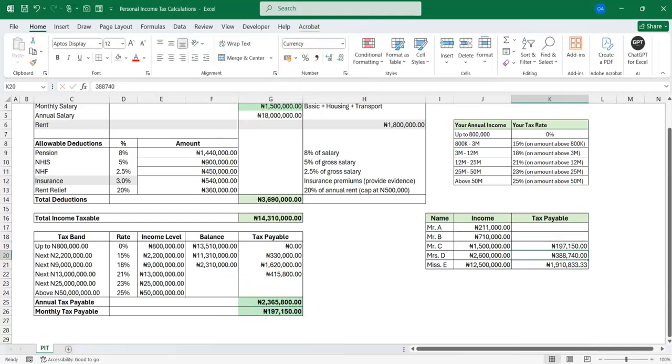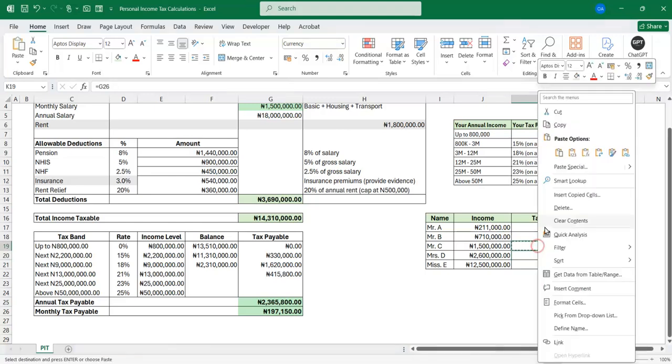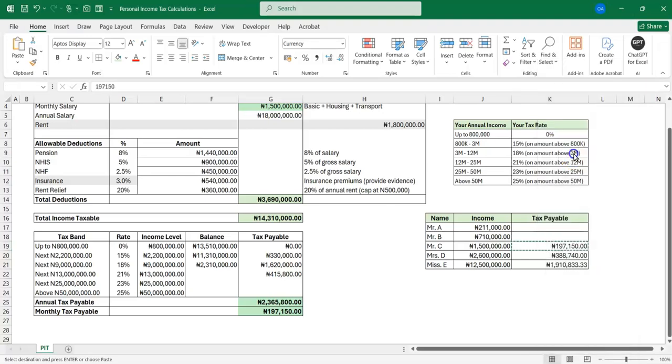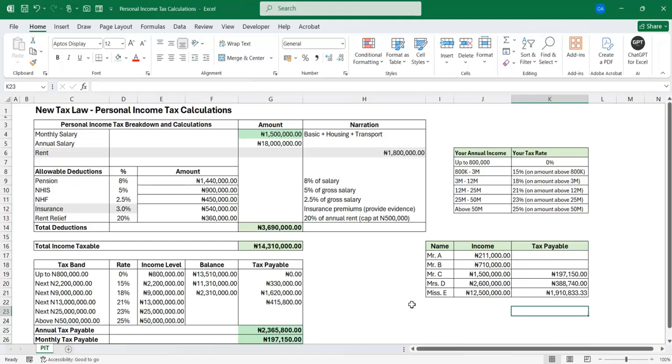So with the assumption that the organization subscribes to all of these allowable deductions, this is the tax liability. I'm going to copy once again, and then I'll paste as values. You want to see all the 5 categories of people as affected. So when you get this template, just input your monthly salary, automatically everything will update except for rent and insurance. All others are statutory according to the new tax law.